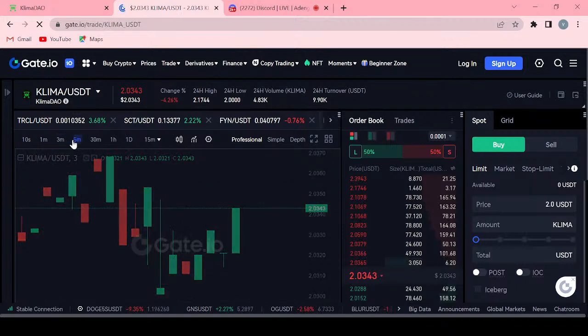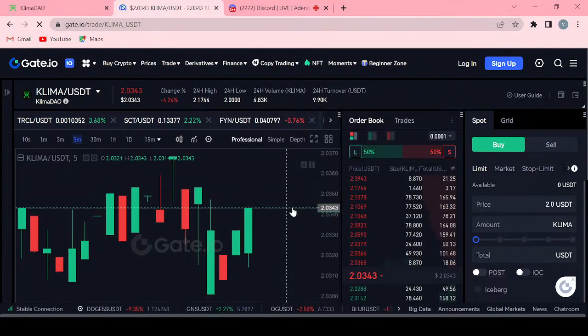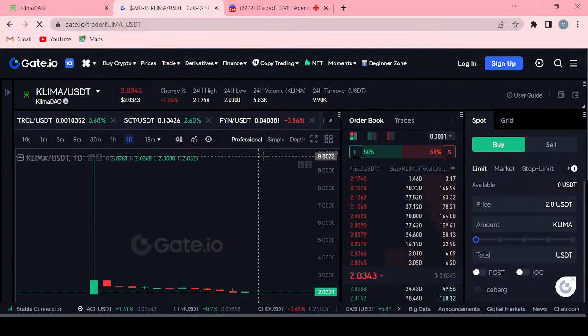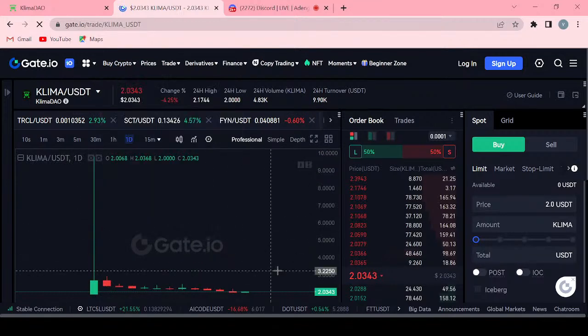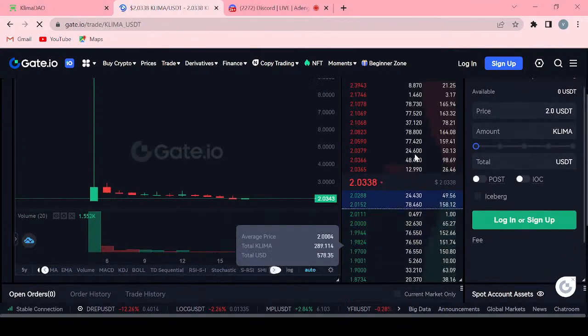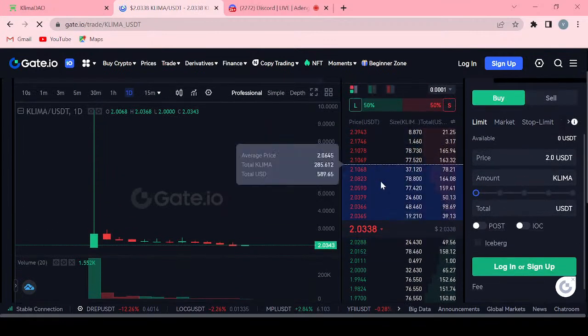Let me make it a 5-minute candle so that we can view the candles more clearly, or else we can go to the 1-day candle. Here you can see that at the time of launch, the higher price was 9.8072, which is nearly $9.8. So now the token price was 2.0343. Here you can see there are buyers and sellers for the token, and it is split equally.